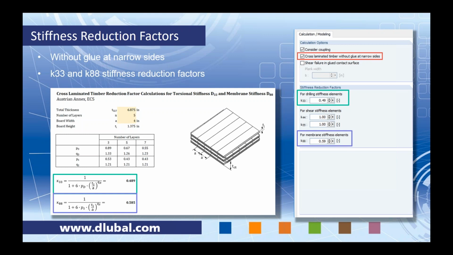So by default, these are set to 1.0 even when you have this option checked, and that's simply because there isn't any guidance given to us within the NDS standard. So again, though, it's strongly recommended to make sure you reduce those stiffnesses.